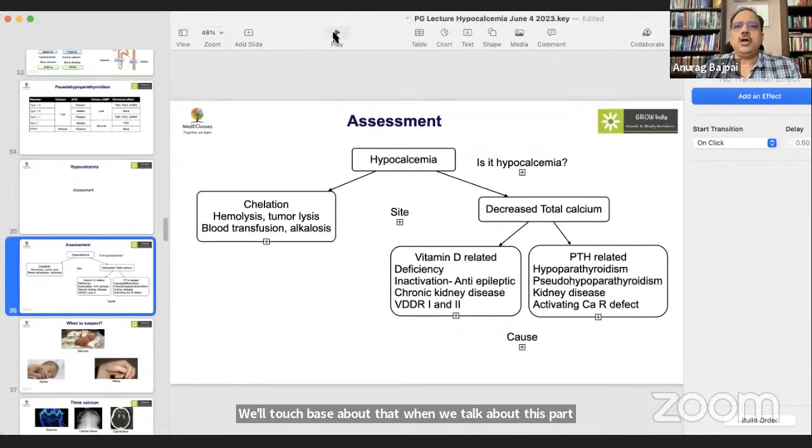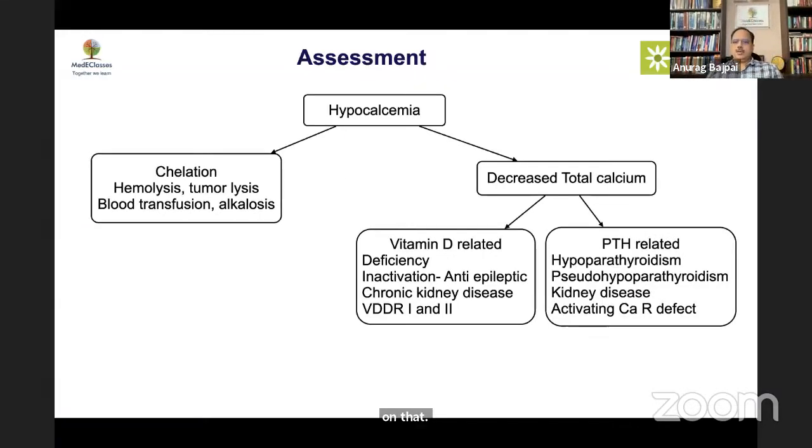So now we already know about the etiology of hypocalcemia. There are three basic questions which we have to answer. Is it really hypocalcemia? If it is hypocalcemia, what is the site, whether it is vitamin D or PTH? And finally, what's the cause?